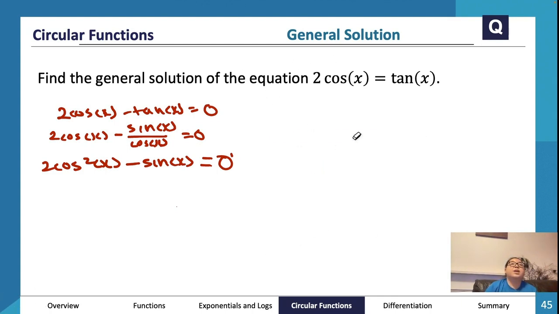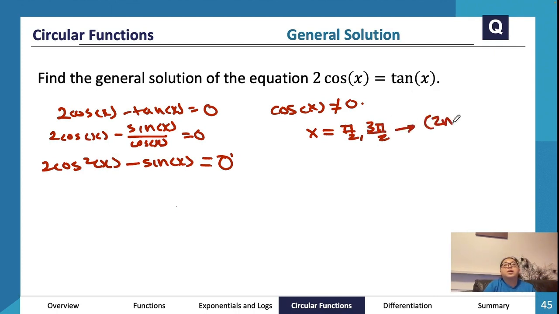Right away, what we can tell from this one, using our knowledge from talking about minimal domains, is that cos x will not equal 0. So we know that x immediately cannot equal pi on 2 or 3 pi on 2, or if we talk in general solutions, it can't equal 2 pi plus 1 over 2.